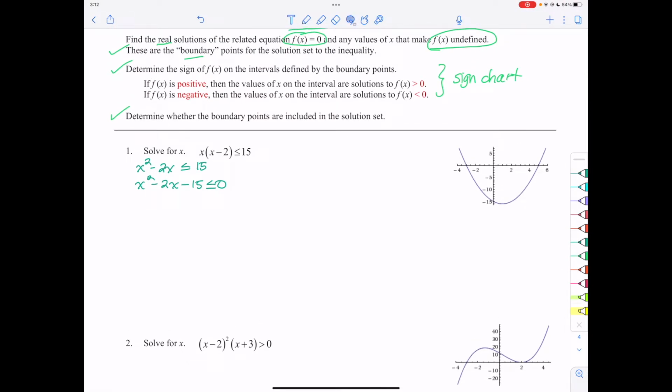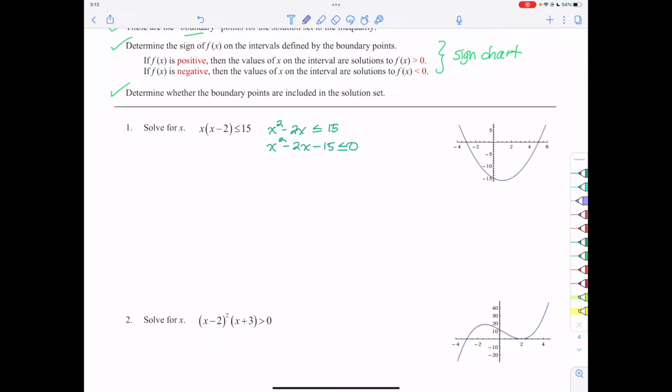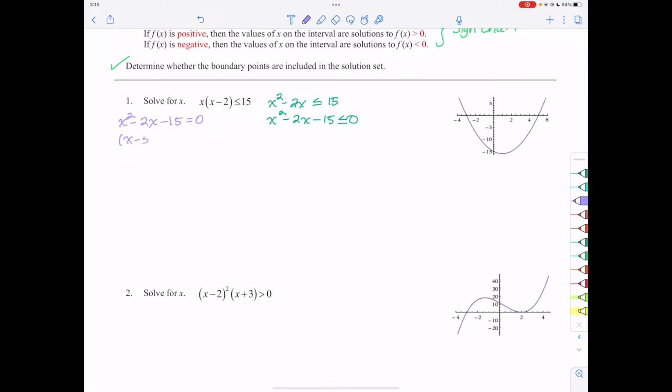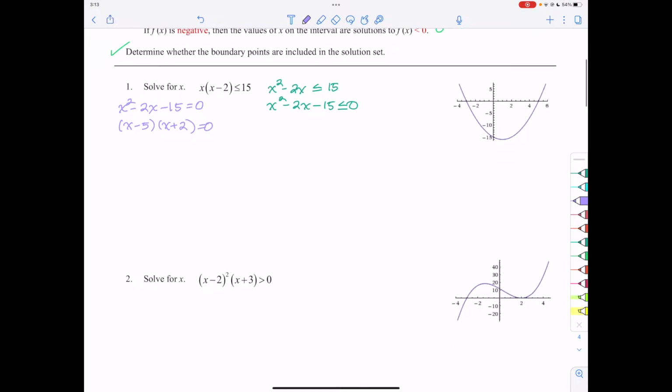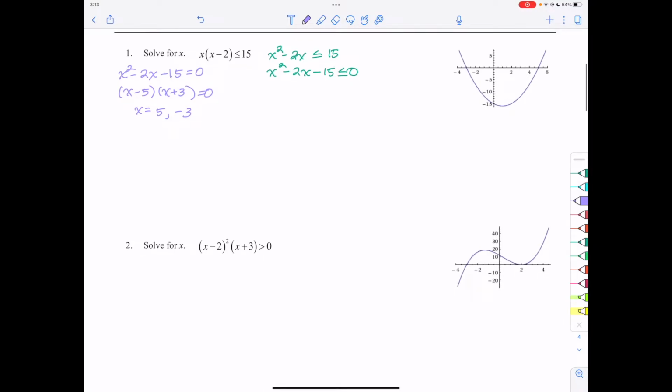So now let me just move this over here. And now we're going to solve f of x equals 0. So we have x squared minus 2x minus 15 is equal to 0. And factoring that, we have x minus 5 multiplied by x plus 3 is equal to 0. And the solutions to f of x equal to 0 are x is equal to 5 and negative 3. Okay, so now we're going to create this sign chart. So let me show you how to do that.